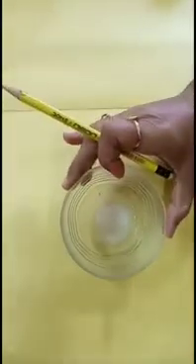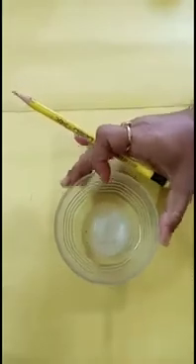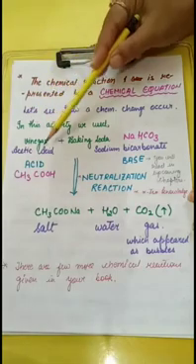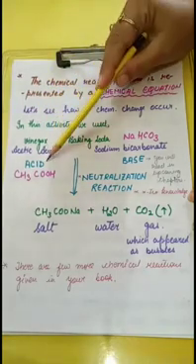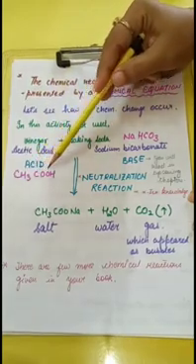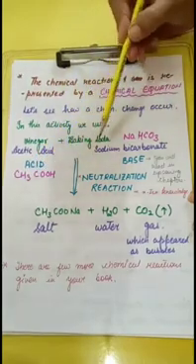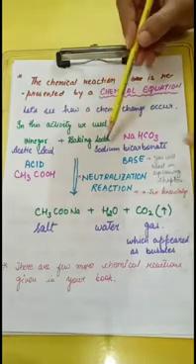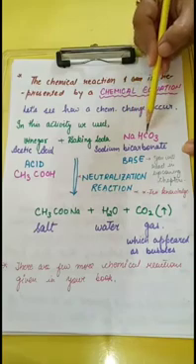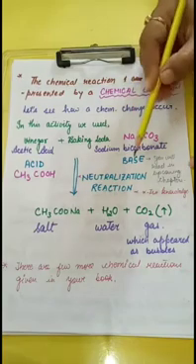Now you cannot see any bubbles, which means the reaction is finished. In this activity we used vinegar, which is acetic acid, with the chemical formula CH3COOH. Then we used baking soda. Baking soda is sodium bicarbonate with the formula NaHCO3, which is a base.